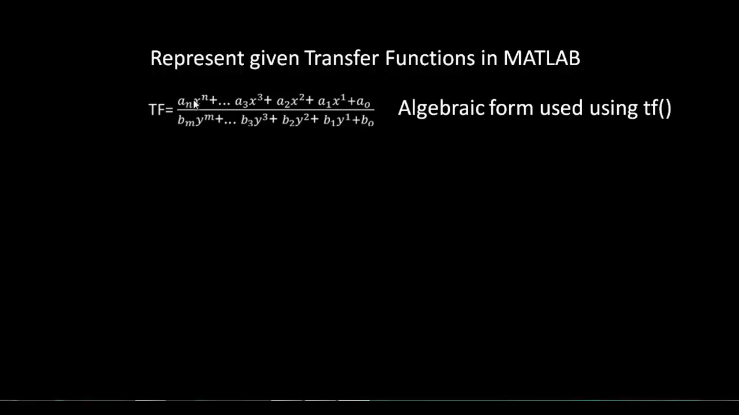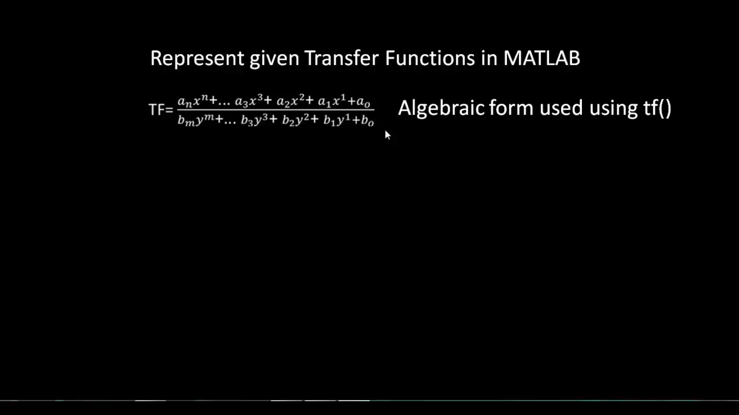Now each order has its coefficient, which is governed by its respective order. a to the power n, a to the power 3, a to the power 2, similarly b to the power m, b to the power 3, and so on. The last, a naught, is the coefficient for x to the power 0. Okay, so instead of writing x to the power 0, which is equal to 1, we are not writing anything, but otherwise a naught is a coefficient for that.